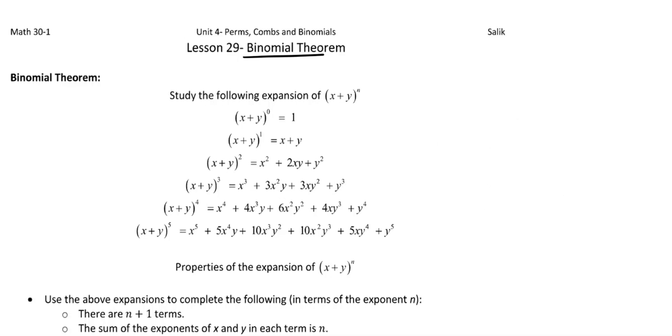So this is where the binomial theorem comes in. We're going to find a pattern in this, and that's what we're doing first. Then we're going to make a general equation out of that, and then use that to figure out any individual term in the expansion of something like this.